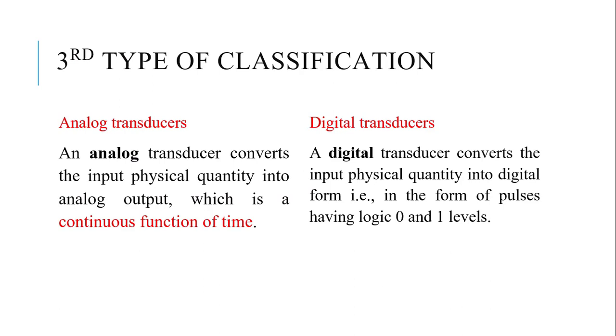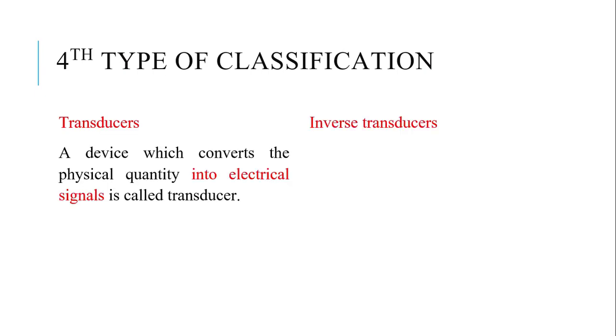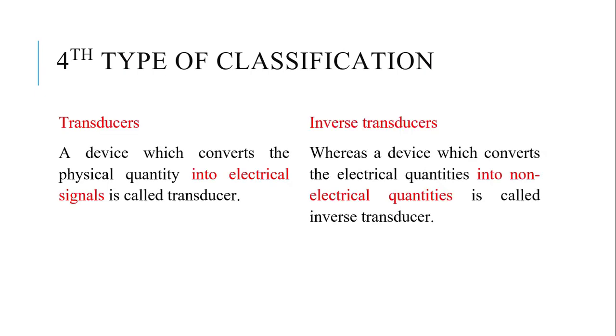Like your bike meter, some bikes have an analog meter. It shows 0, 10, 20, 40 and up to 120, and some have a digital meter. So those are the differences between analog and digital transducers. Correct. Then the fourth classification is transducers and inverse transducers. A device which converts a physical quantity into an electrical signal is called a transducer. A device which converts electrical quantities into non-electrical quantities is called an inverse transducer.